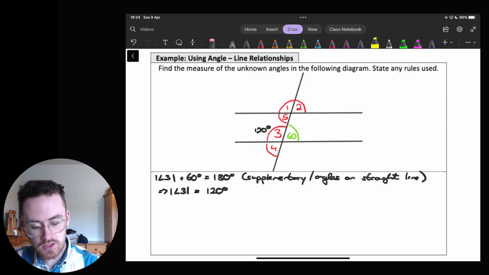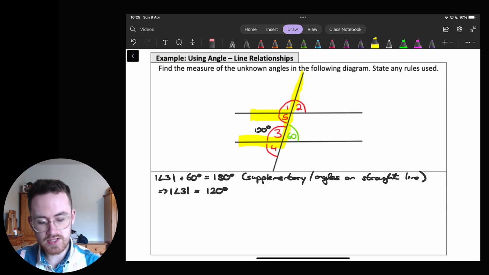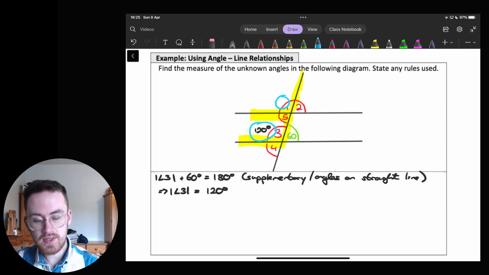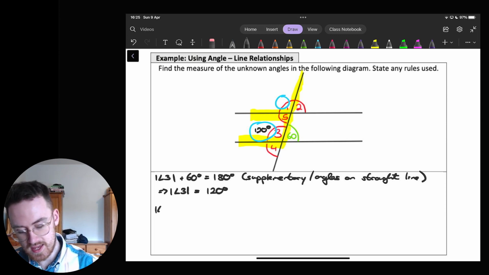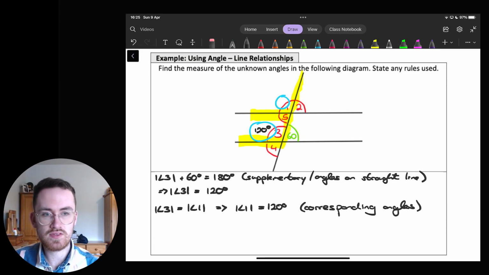Then we could look at this shape here, just to show a less obvious one. We have a shape here that is actually that F shape we were talking about, but this time it's upside down and flipped the wrong way around. But it is still the same F shape, and it means that angle 3 will be the same as angle 1. So angle 3 is equal to angle 1, which means angle 1 is equal to 120 degrees, and that is because they are corresponding angles. You can see I'm giving my little reason for each of these rules.